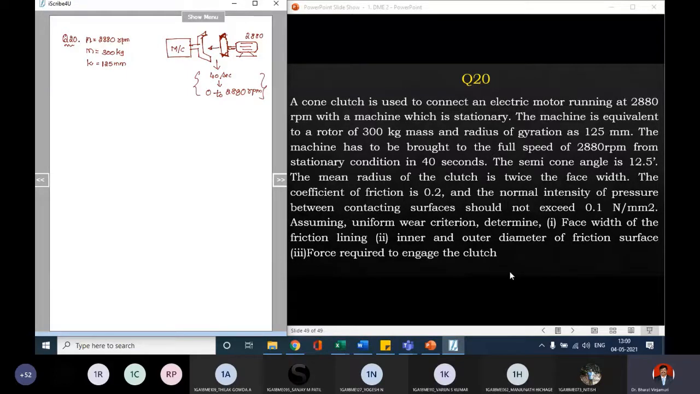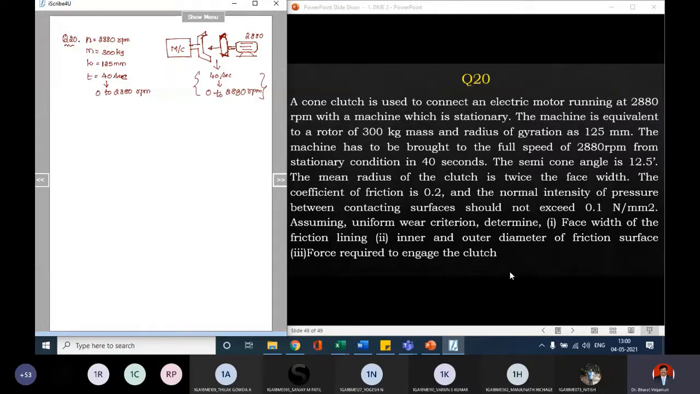Or you can say that in a race car this is also possible. As soon as I engage the clutch, within less time I should have a very high speed. This is the concept. The time he has given to me is 40 seconds. In 40 seconds, I want the speed to go from 0 to 2880 RPM.